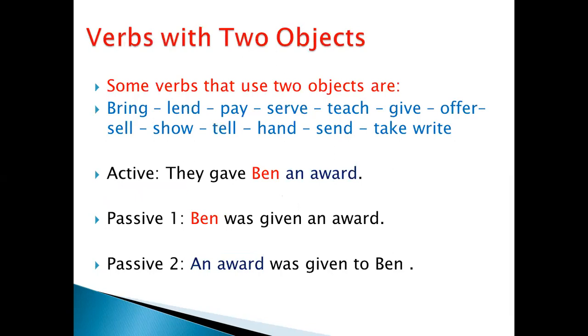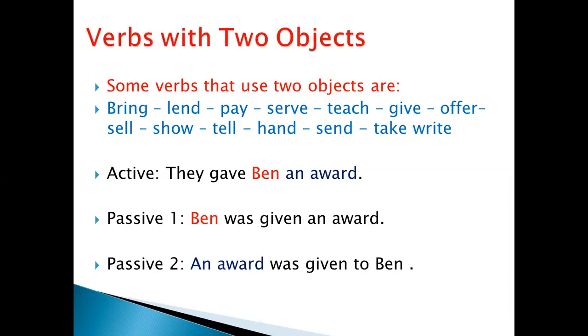Some verbs can have two objects. Sorry, how come? All the verbs, as you see: bring, lend, pay, serve, teach, give, offer, sell, show, tell, hand, send, take, write. All these verbs can come with two objects. Let's read the example. As you see, the active sentence: they give Ben an award. How many objects do we have here? We have two. What are they? Ben, this is the first object. An award, this is the second object. You can start with Ben or an award, as we have two objects here.